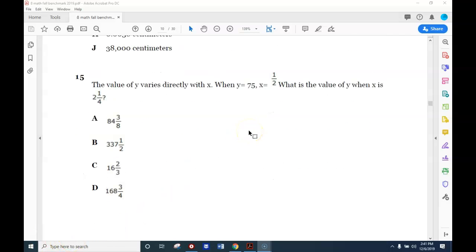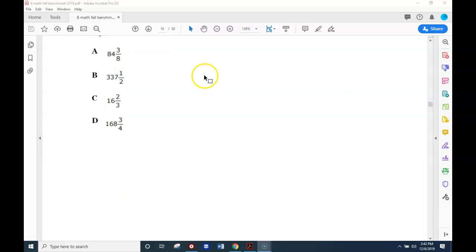Number 15. The value of y varies directly with x. When y equals 75, x equals a half. What is the value of y when x is 2 1/4? A, 84 3/8. B, 337 1/2. C, 16 2/3. D, 168 3/4.